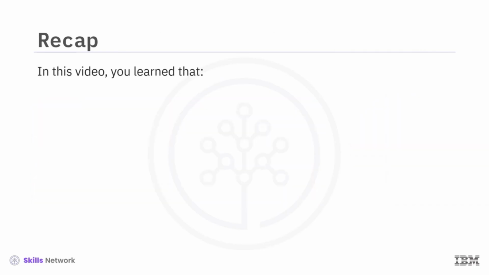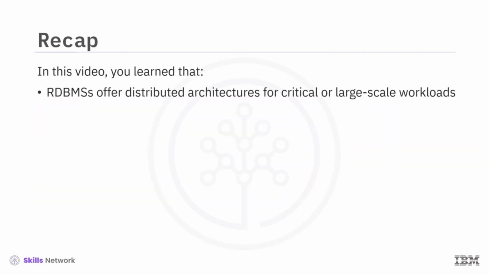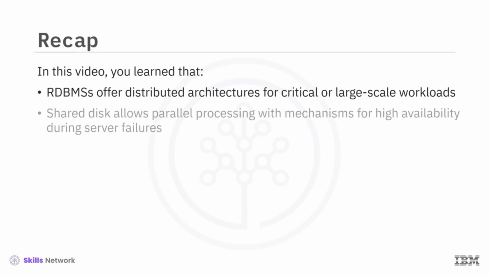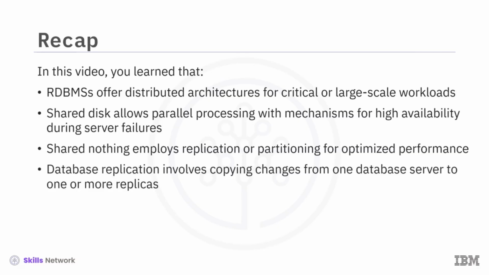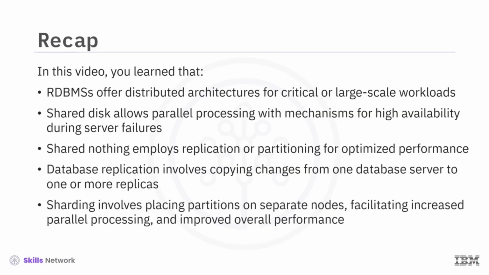data. In this video, you learn that RDBMSs offer distributed architectures for critical or large-scale workloads. Shared disk allows parallel processing with mechanisms for high availability during server failures. Shared nothing employs replication or partitioning for optimized performance. Database replication involves copying changes from one database server to one or more replicas. Sharding involves placing partitions on separate nodes, facilitating increased parallel processing and improved overall performance.